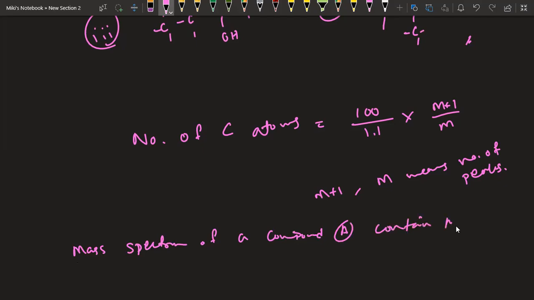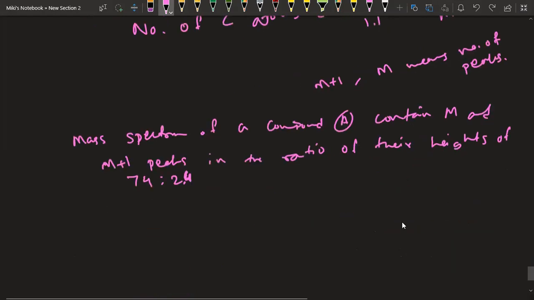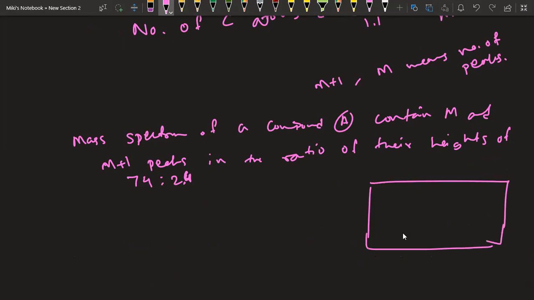You have been given that the mass spectrum of a compound A contains m and m plus 1 peaks in the ratio of their heights of 74:22.4. This is a ratio, remember. The ratio is given, and the number of carbons is used in this formula. You need to find the name or the structure of the compound. And remember, you have been provided with this information, I mean the graph.